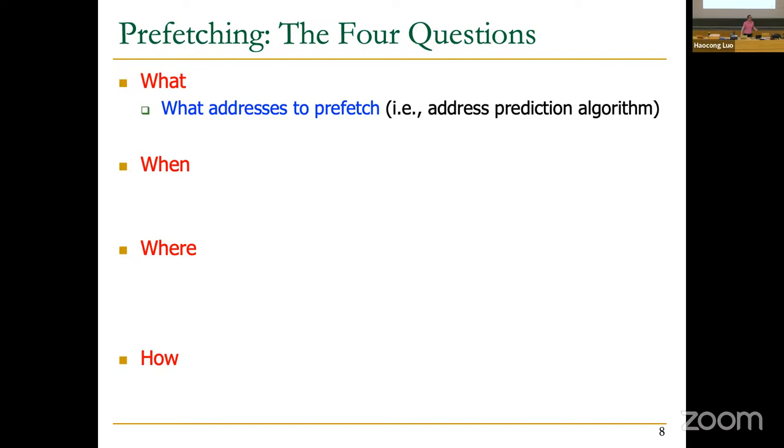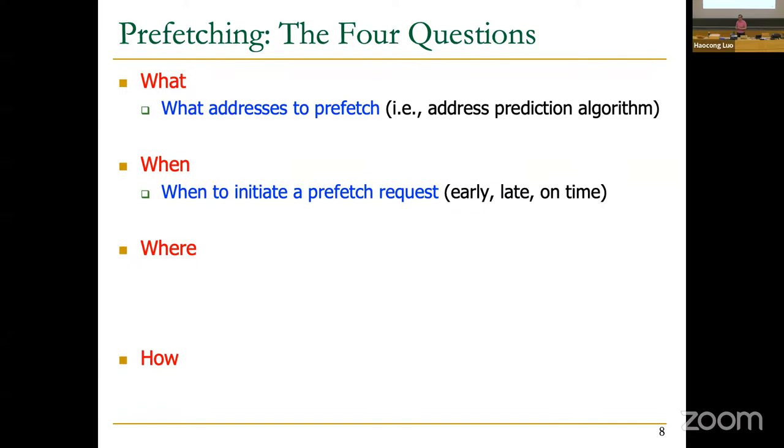When to initiate a prefetch request? Basically, where do you place the prefetch request such that hopefully you get the data just in time before the processor accesses it? That's the ideal, right? This affects prefetch timeliness, if you will. If you're too early, this may not be good because you may actually evict the block that the processor is going to use. Or the block that's being prefetched can be evicted before the processor uses it if you're too early. If you're too late, clearly you're not going to reduce the cache miss rate.